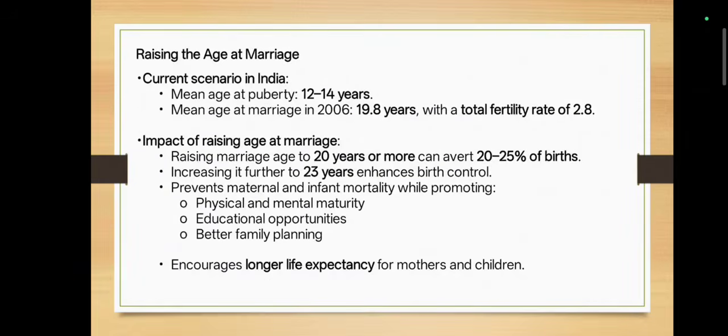Raising the age at marriage to 20 years or more can avert 20 to 25% of births, while increasing it further to 23 years enhances birth control. It also prevents maternal and infant mortality, promotes physical and mental maturity, and encourages educational opportunities.